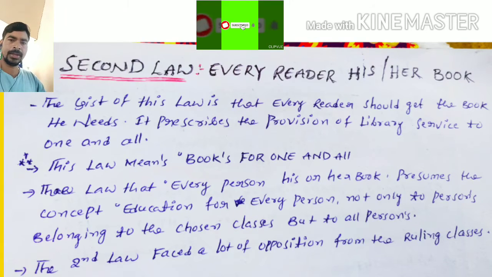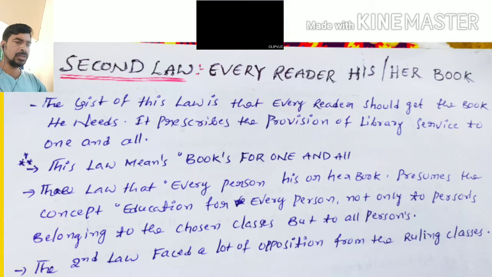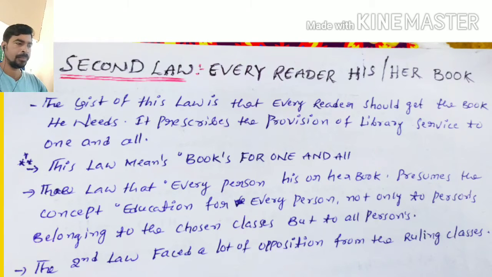Now going to the second law. Second law implications are very important. The gist of this law is that every reader should get the book he needs. It prescribes the provision of library service to one and all. My second point is very important.